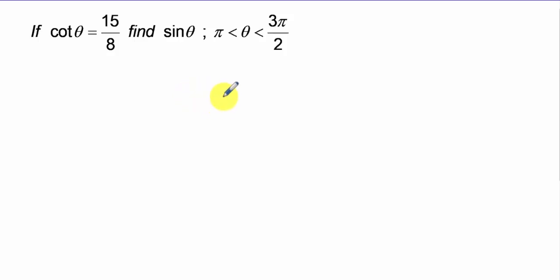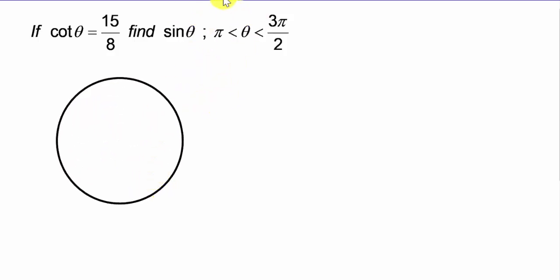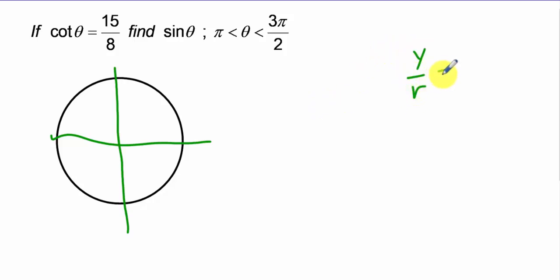Again, similar problem. Draw your circle. Draw your axes. I've got to find my sine, so that's y over r. And then I know I have a cotangent, which is just the x over the y value. And they say I have to have an angle somewhere between pi and 3 pi over 2, which is in the third quadrant. So again, I'm going to go over here.